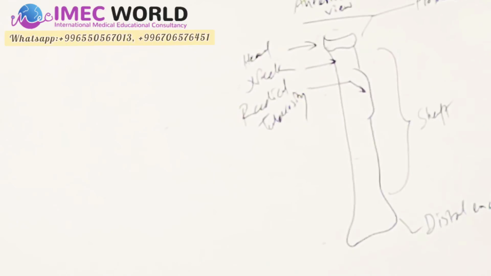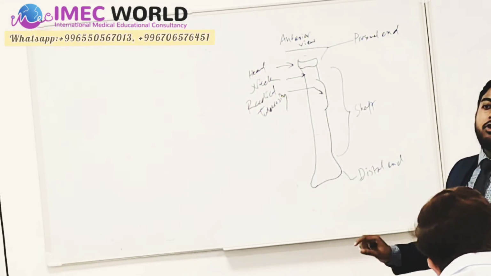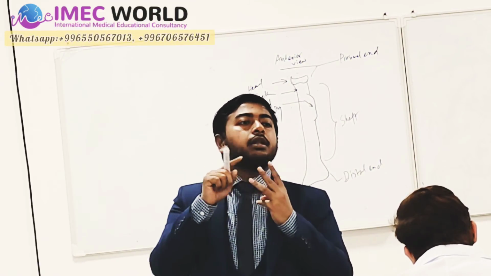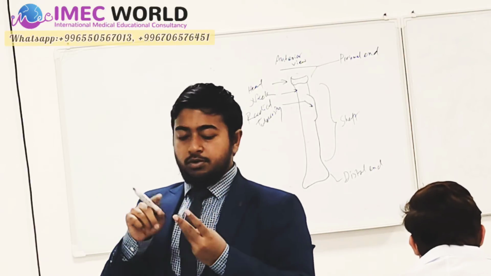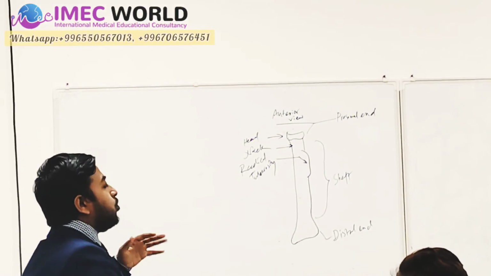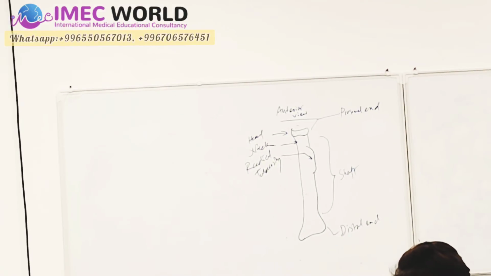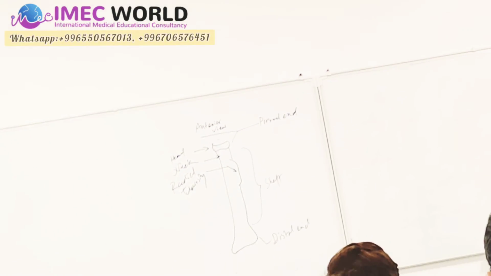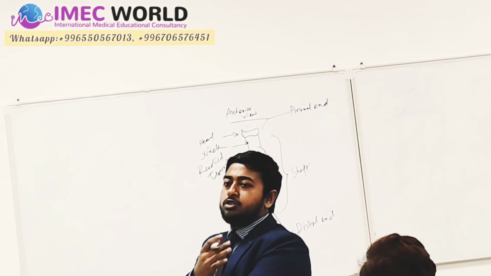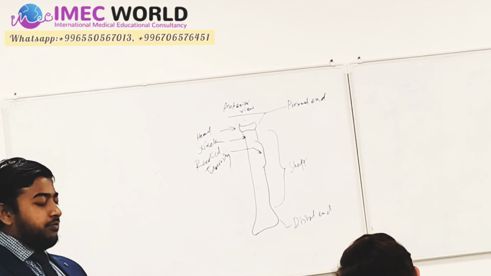Let's discuss some detail about these three features of the proximal end of radius: the head, the neck, and the radial tuberosity. First of all, the head. Head is the part of radius which forms the joints of radius. Superiorly or proximally, radius takes part in the formation of two joints. First of all, your elbow joint, the joint between the humerus and the head of the radius.